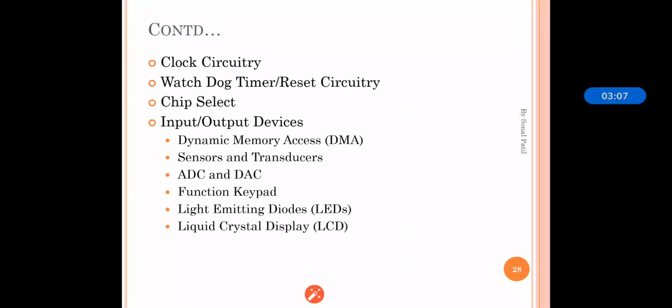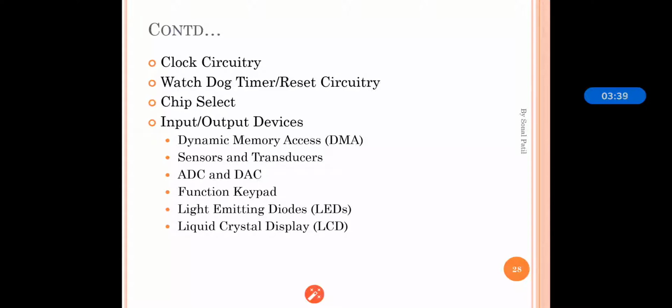Now the next is input output devices. Input output devices can be categorized as program input output and interrupt driven input output. In program input output, the processor sends the data to the device on its own. So the input devices are responsible for giving the input, and the output devices are responsible for producing or displaying the output. So the first one is DMA.